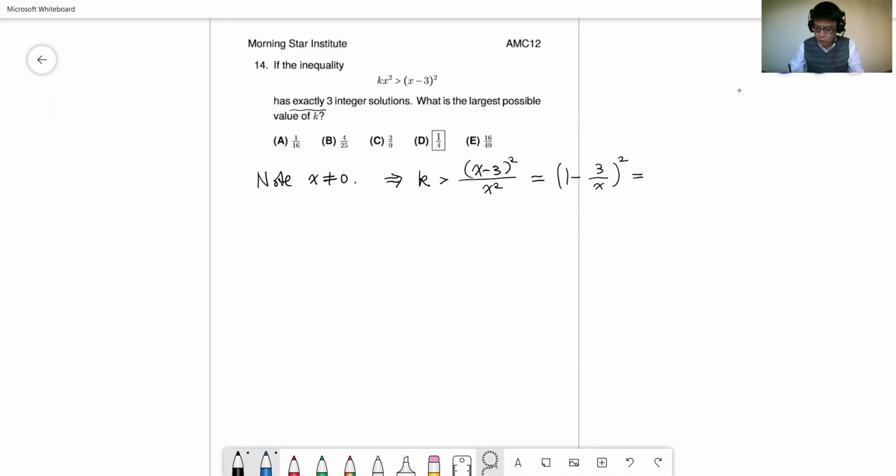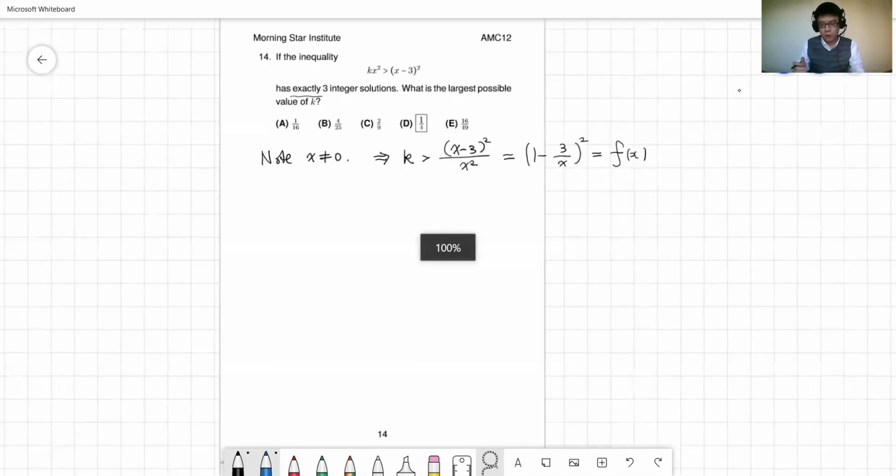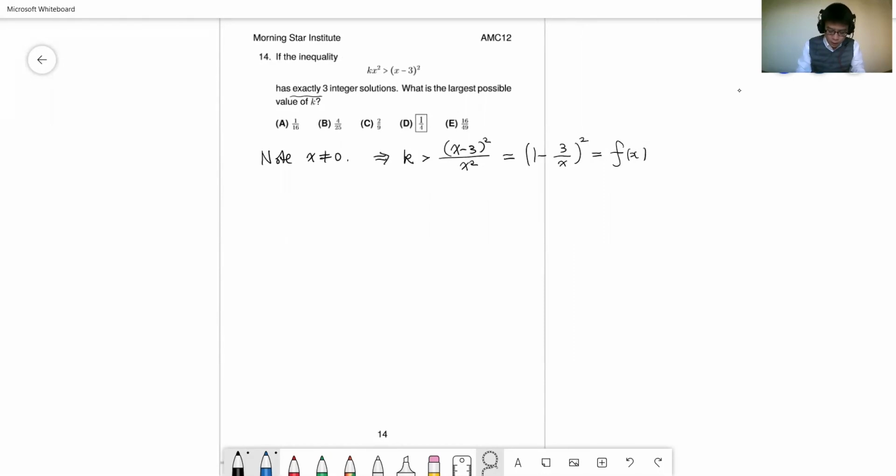Let me denote this as a function f, and we try to find the 3 smallest values for the function. First, we note that if x equals 3, the function has the minimum value, which is 0. And if x decreases, say x equals 2, the value is slightly larger, 1 over 4. And if x equals 1, f of 1 equals 2 squared, which is 4. And x cannot be 0. If x is negative, f of x must be larger than 1 squared, right? This 1 minus 3 over x is larger than 1. So f is larger than 1.